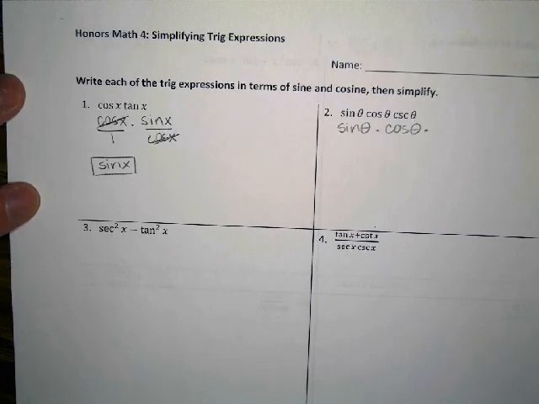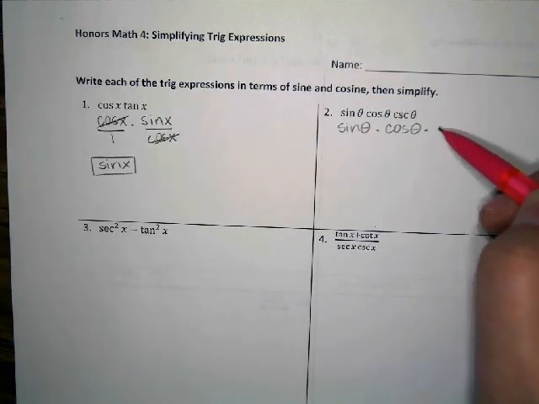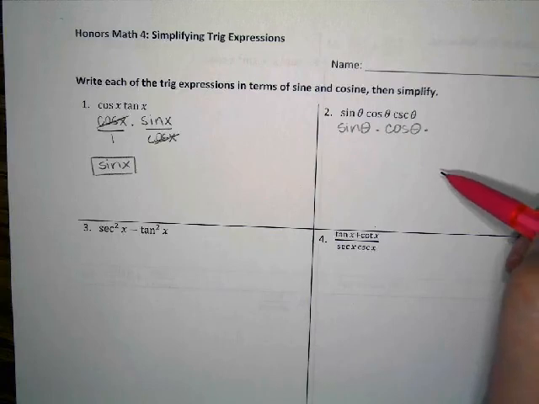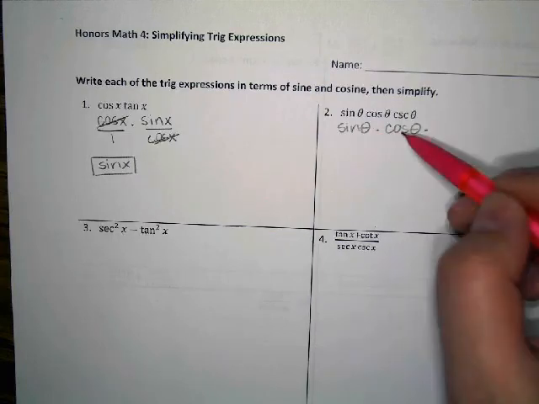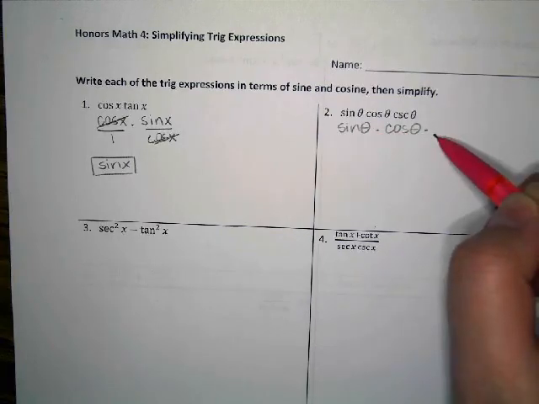What'd you guys get for number 2? So we have sine times cos times 1 over sine. And then the sine and the 1 over sine cancel. And we get cos.